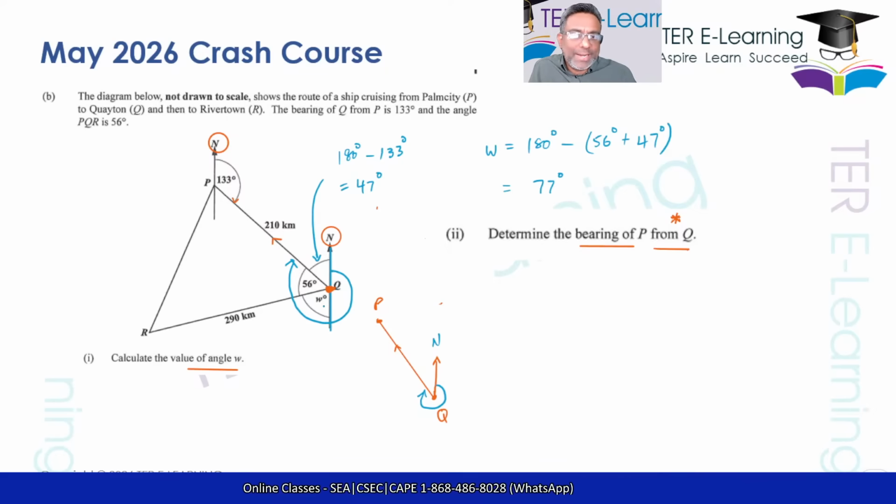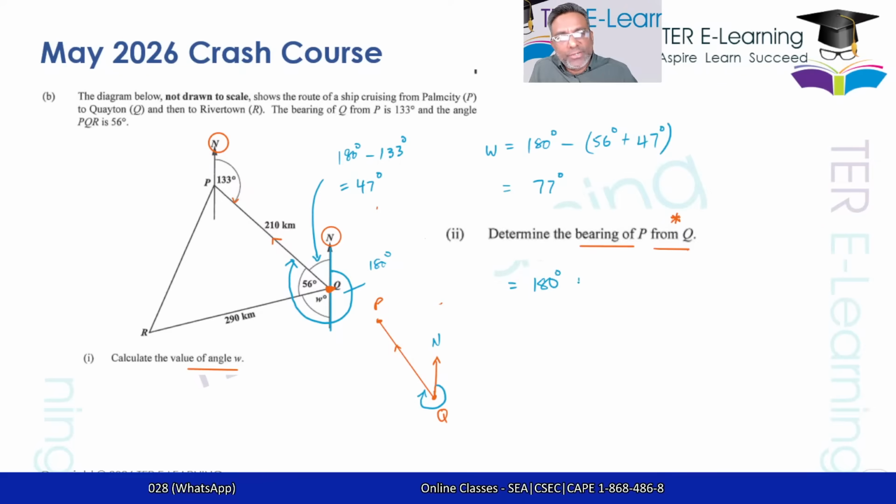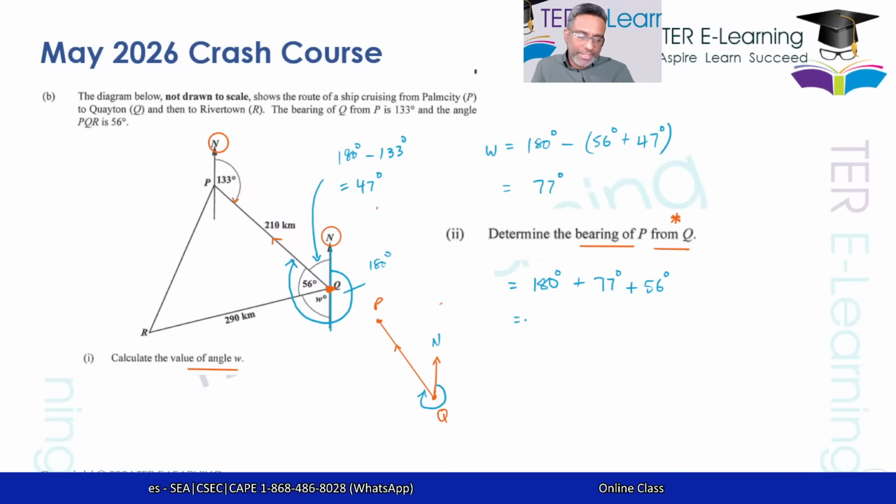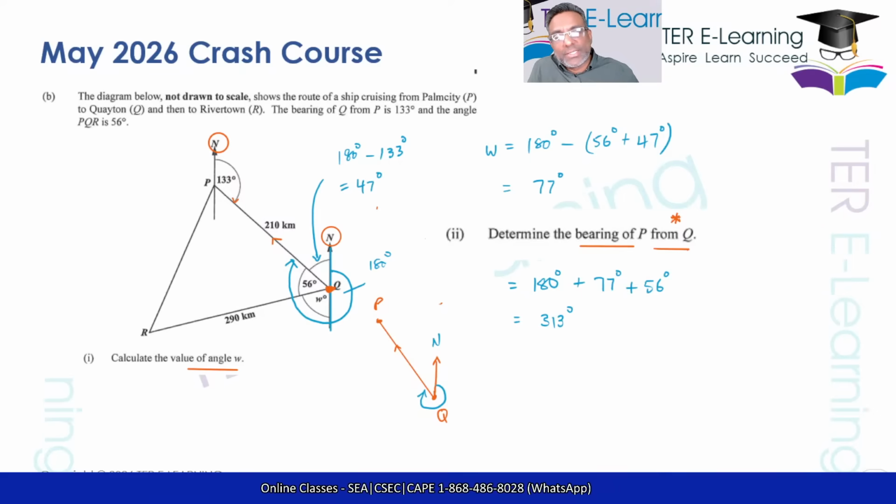Once you identify what that is, you see this piece on this side here, that is actually 180 degrees because that's a straight line. So this is 180 degrees, plus we have to add the angle W, which is 77 degrees, plus the 56 degrees here. So when you add this up, 180 plus 77 plus 56, we get 313 degrees. So those of you who said 313, yeah, that makes sense to me.